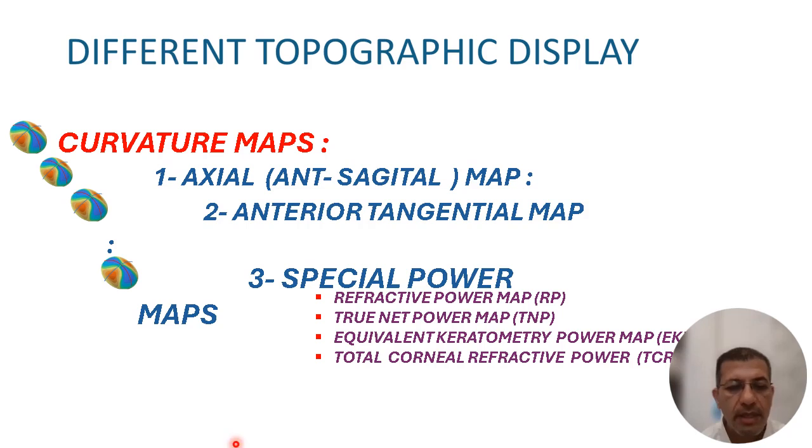The next presentations will speak about the different types of the curvature maps, with special emphasis on the axial map and the tangential map, as they are the most common curvature maps. Also, I will come across some of the special maps that have special uses, but are not commonly present in the quad map or in the main display of the curvature maps, like the refractive power maps, the true net power maps, the equivalent keratometry map, the EKR map, or the total corneal refractive power maps.